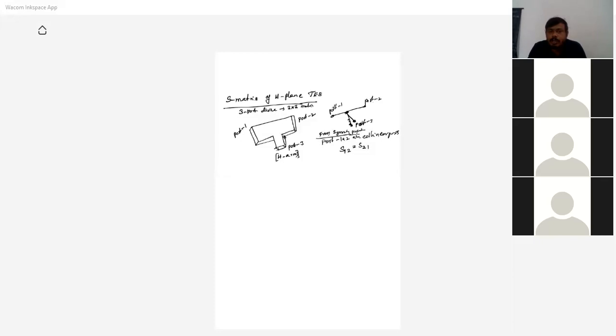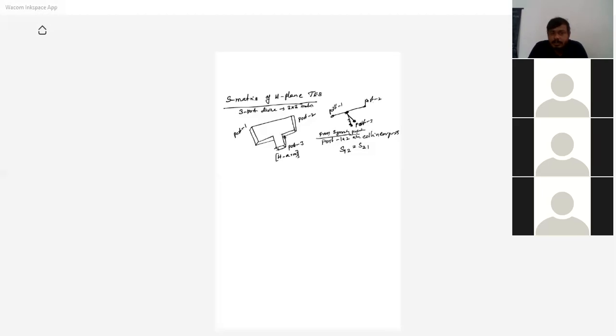So port 1 and port 2 are collinear ports. So S12 is equal to S21. And also we know that if you give some power at port 3, it is equally divided and appears at port 1 and port 2. There is no phase change also. I think it is clear for you people.